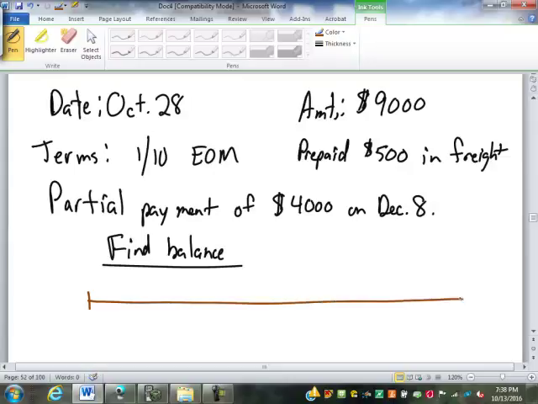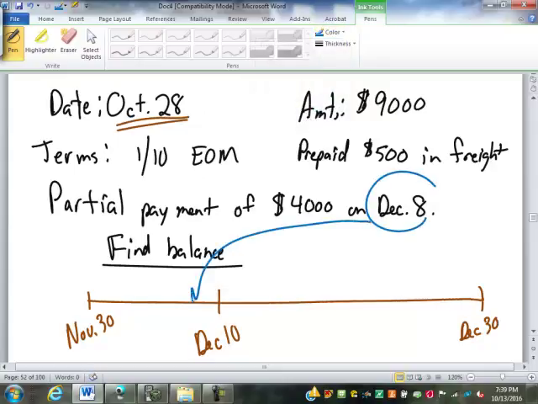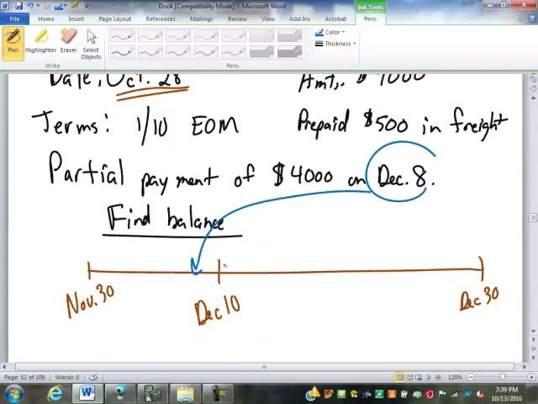Now, I'm going to draw the timeline for this one. With EOM, it is always easier for me to draw a timeline. The big question is, where does this timeline start? November 30th. Very good. Because it's on or after the 26th, it does not go into the October batch, it goes in the November batch. So this is December 10th and December 30th. So December 8th does fall in that discount period. So we're going to get a 1% discount.